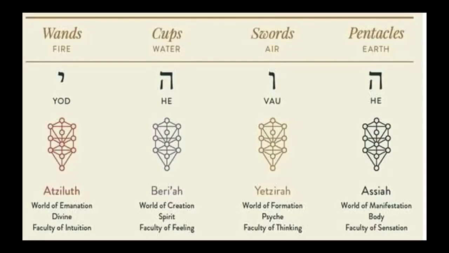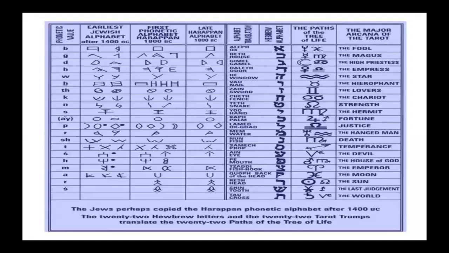What's important here, apart from everything else, and this is probably overload, but stay with it, is that each of those elements is connected to a Hebrew letter. So fire is Yod, water is He, air is Vav, and earth is He. When said together, it's Yod, He, Vav, He. My ancient Hebrew is not that brilliant, but there's something very important about those four letters, which we'll come on to in a moment.